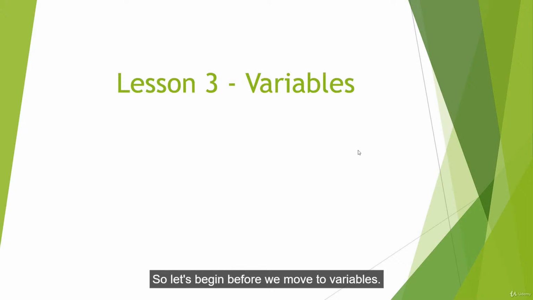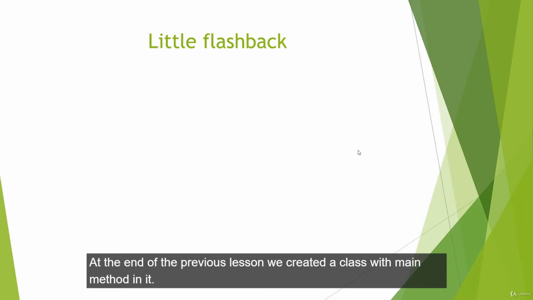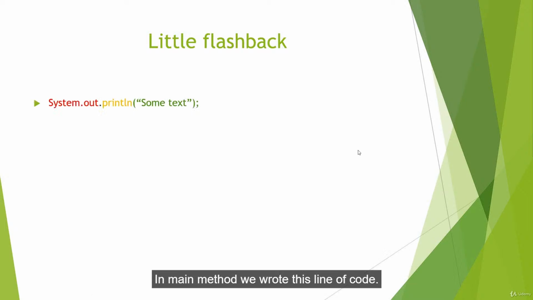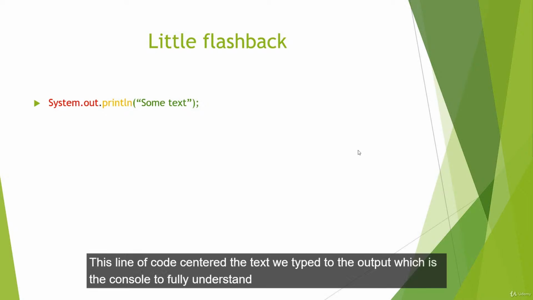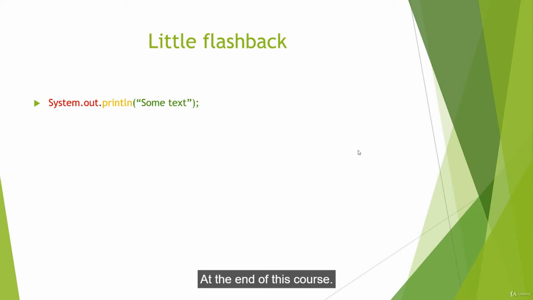So let's begin. Before we move to variables, let's have a little flashback into the previous lesson. At the end of the previous lesson, we created a class with main method in it. In main method, we wrote this line of code. This line of code sent the text we typed to the output, which is the console. To fully understand this command, we would have to know about object-oriented programming in Java, but we will discuss basics of object-oriented programming in Java at the end of this course.